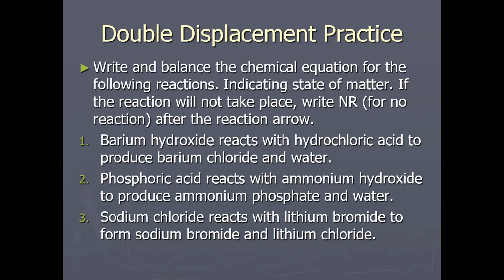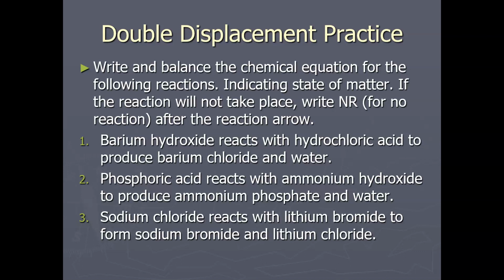So now let's practice with double displacement. I want you to write the balanced chemical equation, something you already know how to do, indicating the state of matter of each. If the reaction will not take place, you are going to write no reaction, NR, after the reaction arrow. If the reaction does take place, you are going to write out the whole reaction. Remember, for the reaction to take place, one of your products, the second part, has to have a solid, liquid, or a gas. Pause this video once you have written out your balanced chemical equations and determined whether the reaction occurs or not. Unpause the video when you're ready to check your answers.